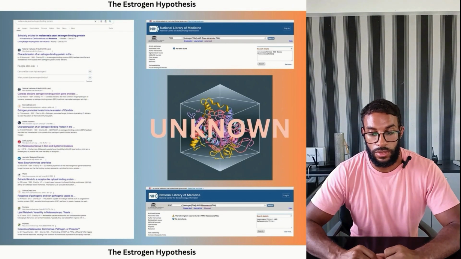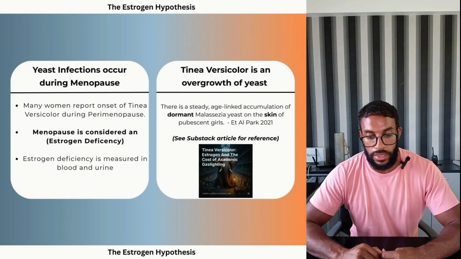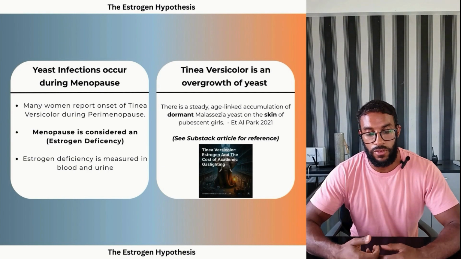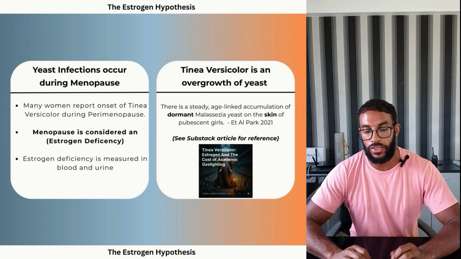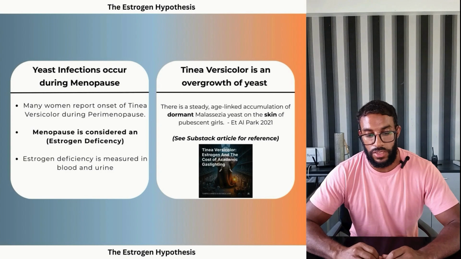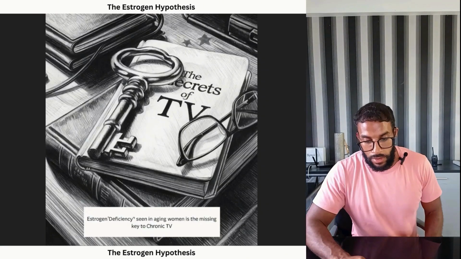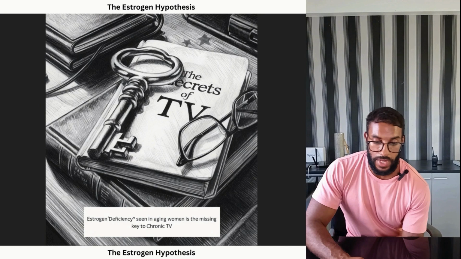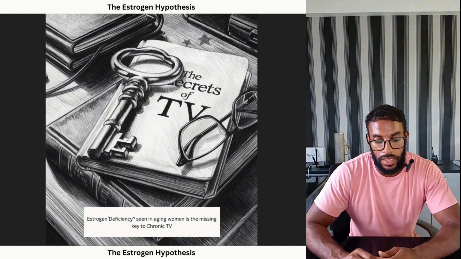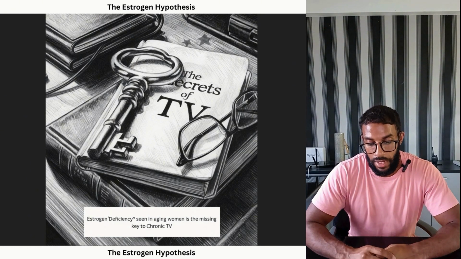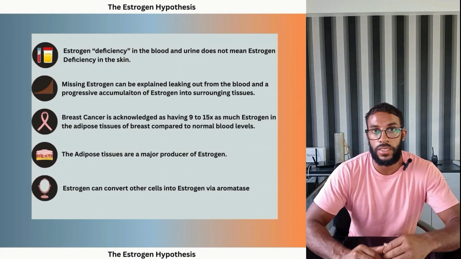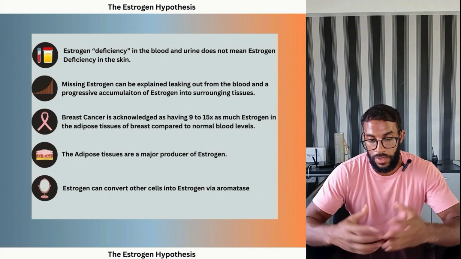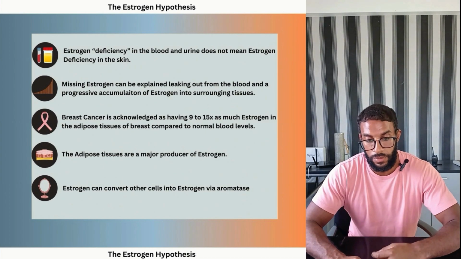The last one, which is really where things get very interesting, is that yeast infections occur during menopause. Many women report onset of Tinea Versicolor during perimenopause, that transitional phase. Menopause is considered an estrogen deficiency, and estrogen deficiency is measured in the blood and urine. So estrogen deficiency is seen in aging women as the missing key to chronic TV. This is the hypothesis that I propose, and I'm going to show you here in these 5 categories how this phenomenon takes place and how it can be tangibly seen as so.